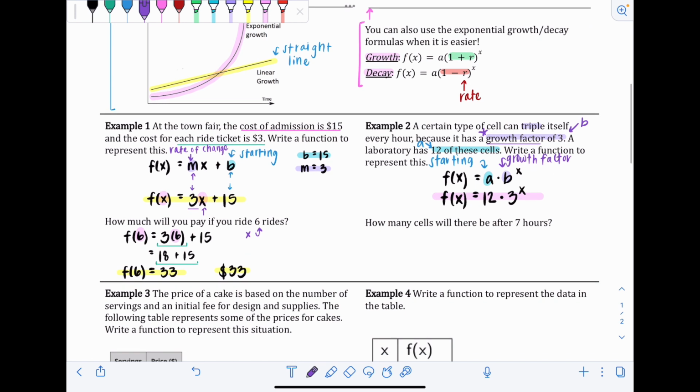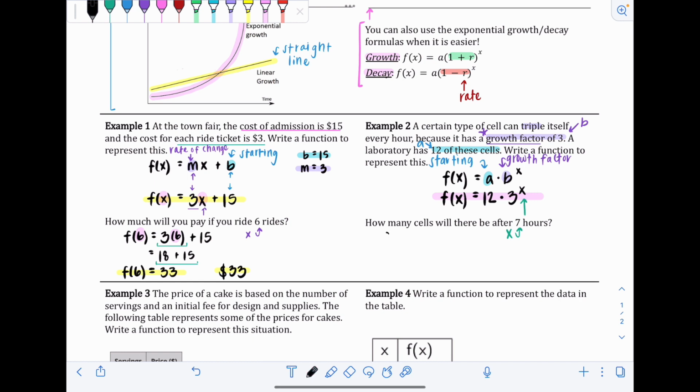Okay, so the second part of example 2 says how many cells will be there after 7 hours. So our formula represented any amount of time, but now we have to figure out how much time is going to go by, which is 7 hours. So in this case, that 7 is going to be x, or really for any amount of time, it's going to be x. So if you want to find 2 hours, you put 2 in for x, 3 hours, you put 3 in for x, and so on. So we have to take that 7 and put that in for x in the function.